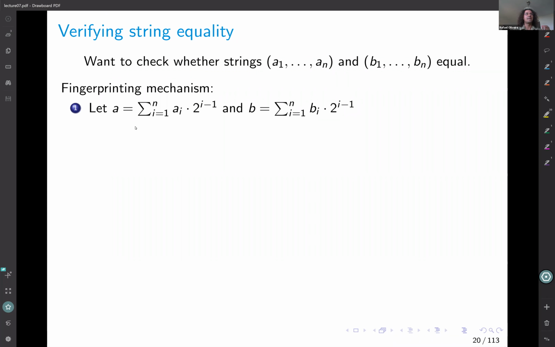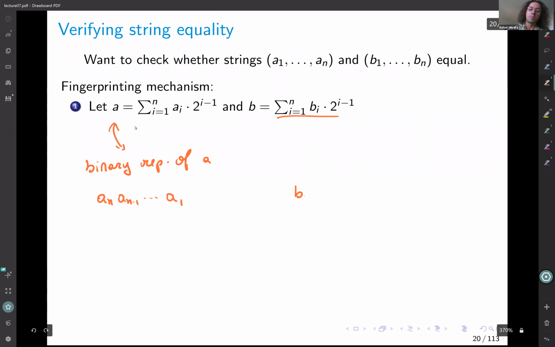The mechanism will be the following. Let's consider A to be the integer which, when given in binary, has the representation A1 up to An. Does that make sense? We're just representing A in binary. I think the way I wrote it here, the binary representation of A would be An-1 all the way up to A1, right? And B, I'm just representing by an integer, such that the binary representation of B is Bn-1 all the way up to B1. Does that make sense? So I'm just writing those two integers, A and B, and the strings are their binary representation.